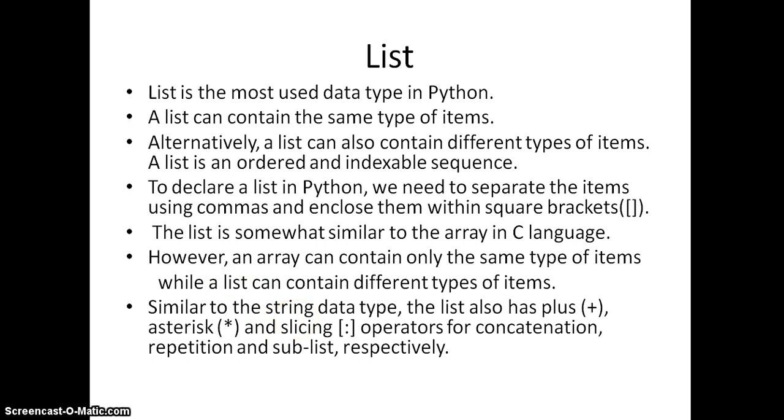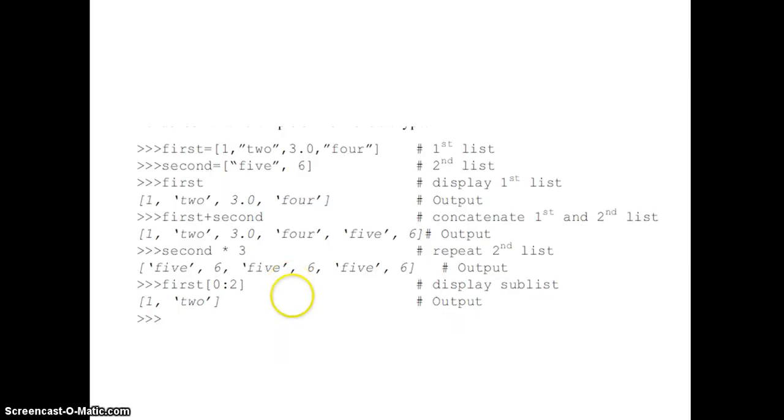Here also we can have three different operators: slicing, concatenation and repetition operators are possible in a list. So let us see an example for list. Here 1 is numeric, 2 is string, 3 is again a real number and 4 is again a string. So we can have multiple types of data within a list.